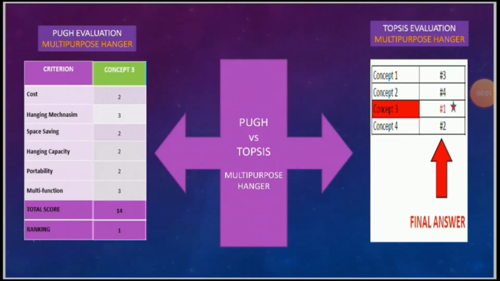Frankly speaking, by comparing the Pugh evaluation metrics with the TOPSIS evaluations for the multi-purpose hanger, I can absolutely say that concept number 3 will be on the first rank, since the Pugh and the TOPSIS really supported the same result. However, in comparison we can say that concept number 2 will be on the lowest ranking, because it produces the lowest score for both Pugh and TOPSIS.